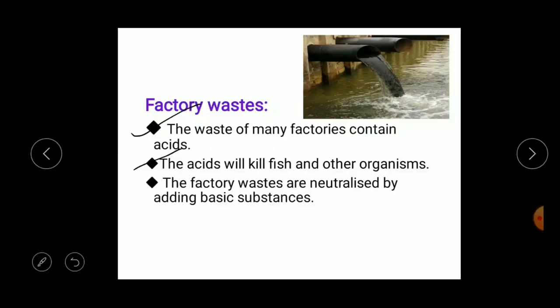So the factory waste is therefore neutralized by adding basic substances. Hence bases are added to it before it flows into the river or the stream, so that the aquatic life does not get affected, right? Okay.